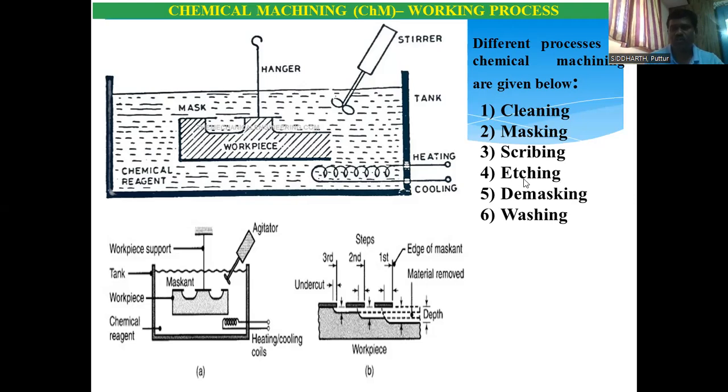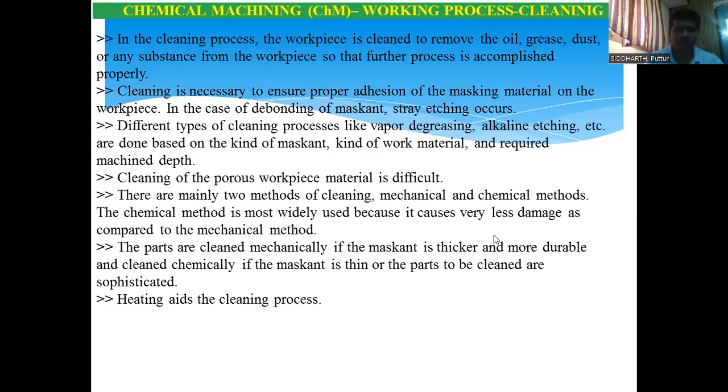And after that, we place this entire masked component in the etching solution. After some period of time, the chemical reaction takes place between the chemical etchant and the workpiece, and the material is removed from the workpiece. After that, we take the entire component out of the etchant tub, and we remove the mask, which is called demasking. After that, we clean the component properly with pure water. So this is the step-by-step procedure of what exactly happens in the chemical machining process, which we explained in the previous slide.